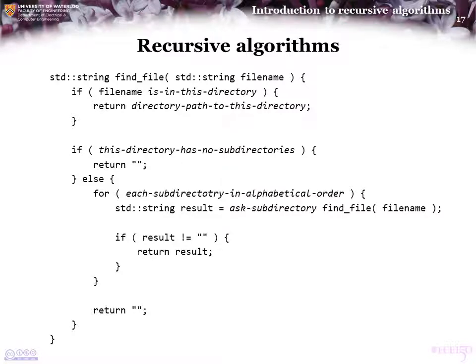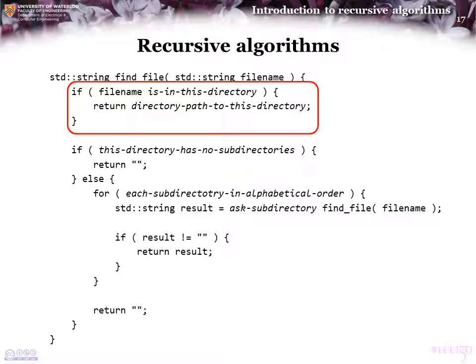Here's the pseudo C++ code for searching a file system. We will pass the find file function a string, that is the file name in question, and we will return a string. If we do not find the file, we will return the empty string. If we do find the file, we will pass back a directory path to the directory storing the particular file that we have found.